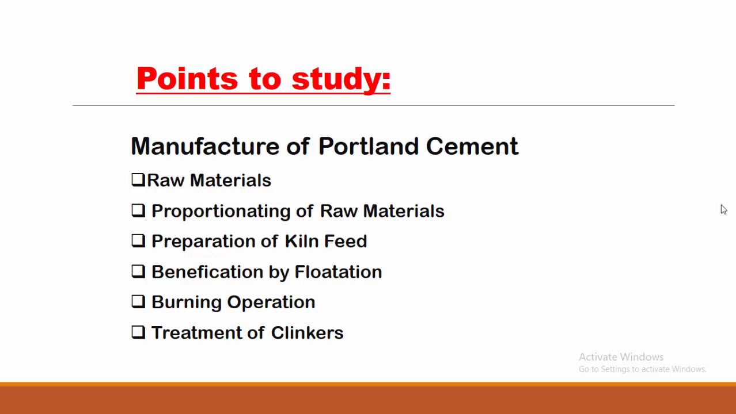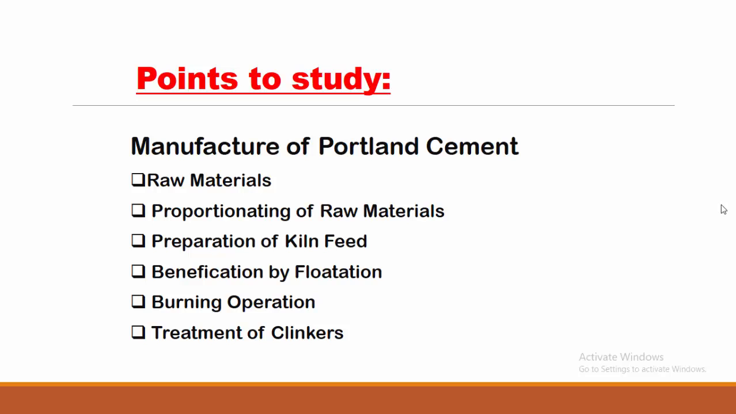And preparation of kiln feed, where we studied the preparation of the raw material for sending towards the kiln, that is the feed, which is prepared by using the dry process and the wet process. The material obtained from the dry process is called raw meal, and the material obtained after grinding and mixing in the wet process is called raw slurry. This much we studied in yesterday's lecture.